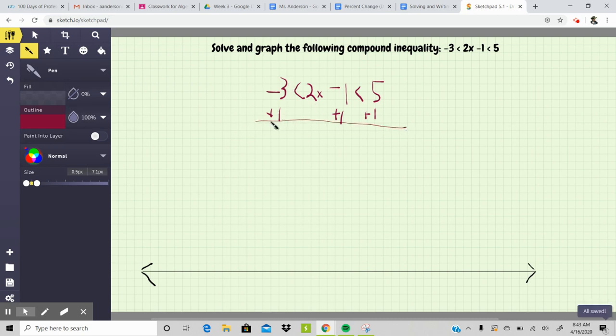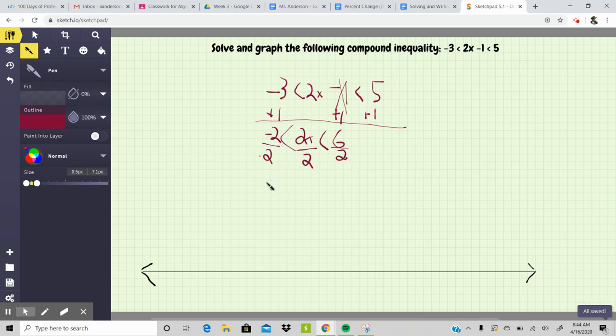So -3 plus 1 is -2. And I have less than, I have 2x. And then that -1 plus 1 canceled out there. And it is less than 5 plus 1 is 6. And now I don't want it to be 2x, I just want it to be x. So to get to that point, I need to divide by 2, divide by 2, and divide by 2.